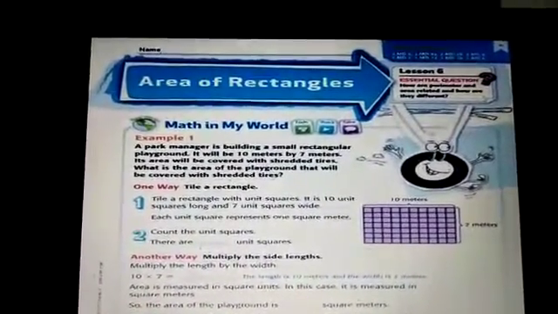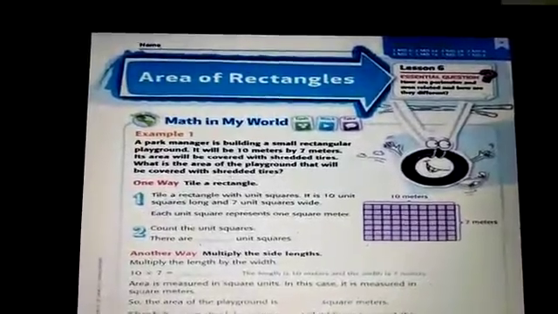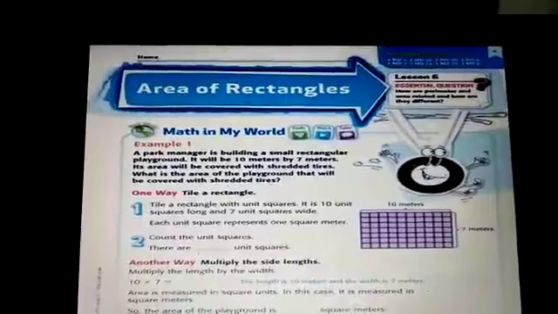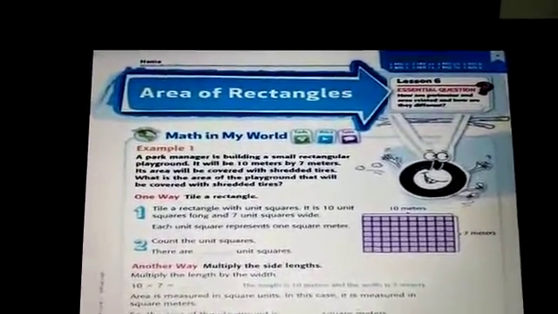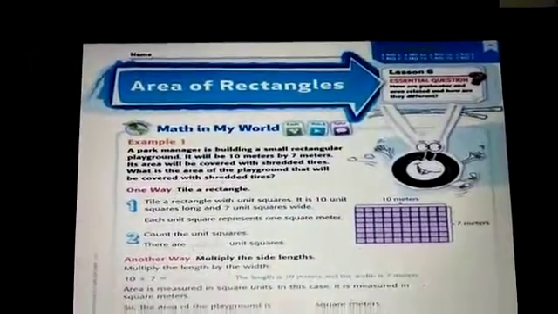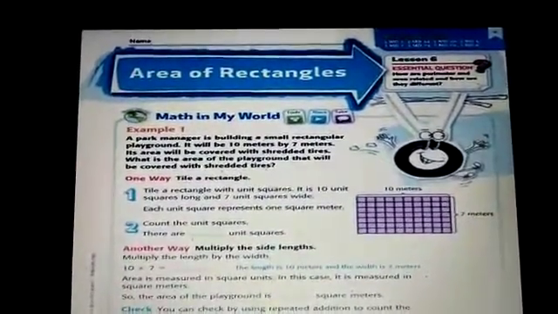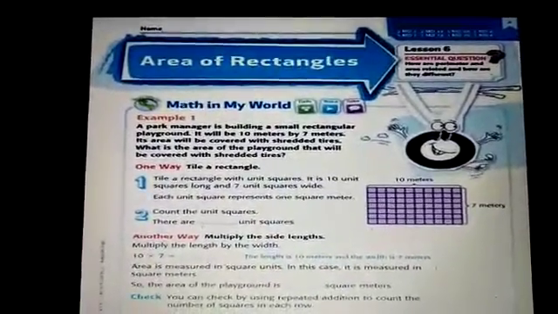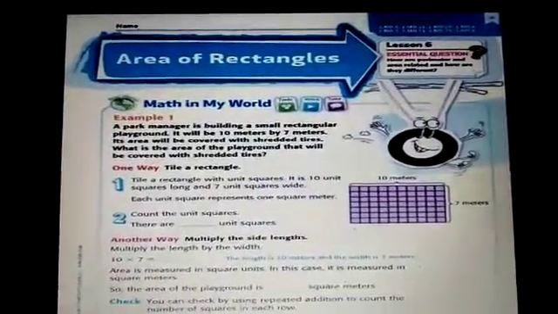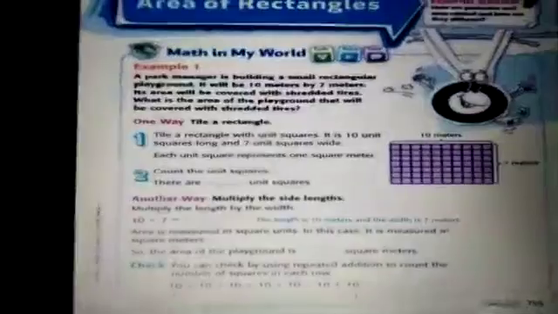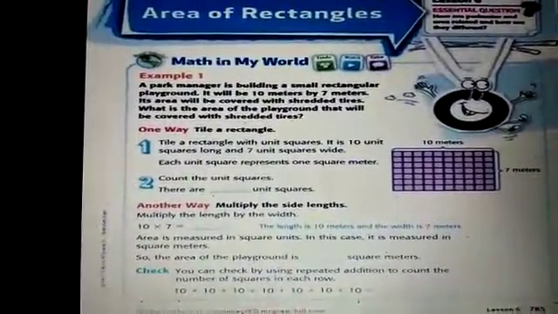Tile a rectangle with unit squares. It is 10 unit squares long and 7 unit squares wide. Each unit square represents 1 square meter. Count the unit squares. How many are there? If I count the unit squares one by one, it will be 70. But we have another, easier way.